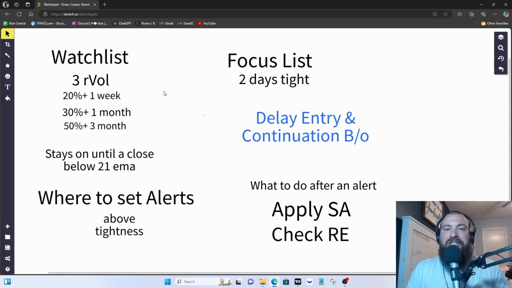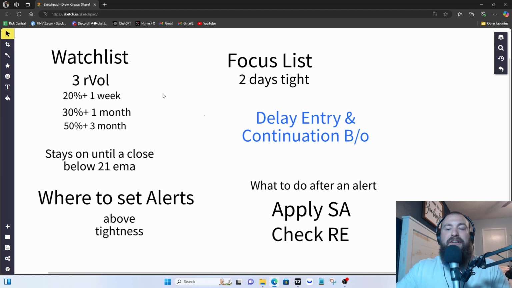Today, we're going to talk about Watchlist. We're going to talk about how to put stocks onto a watchlist, what scans to run to find stocks in momentum phases. We're going to talk about when to take a stock from a watchlist to a focus list. We're going to talk about what to do when it comes to alerts, where to set the alert, and then what do we do after the alert goes off.